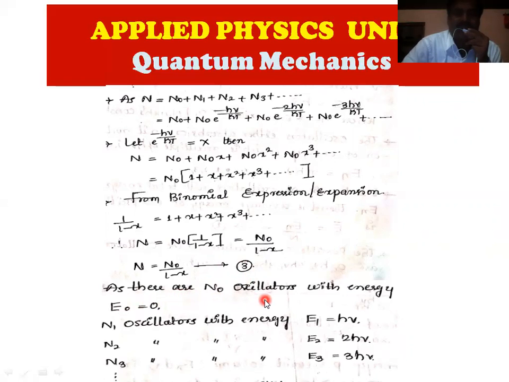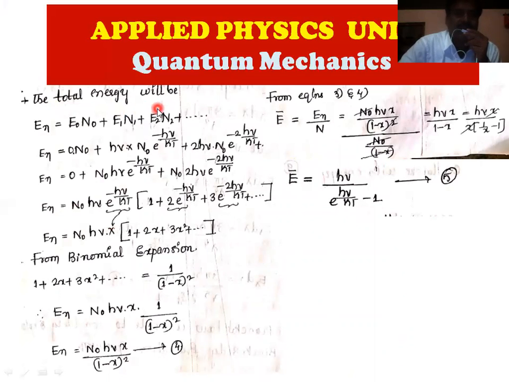As there are n0 oscillators with energy E0, where energy is completely zero, n1 is the number of oscillators with energy E1, which is equal to h nu. n2 is the number of oscillators with energy E2, equal to 2h nu. n3 is the number of oscillators with energy E3, which is 3h nu. And so on. You have nn oscillators with energy En.